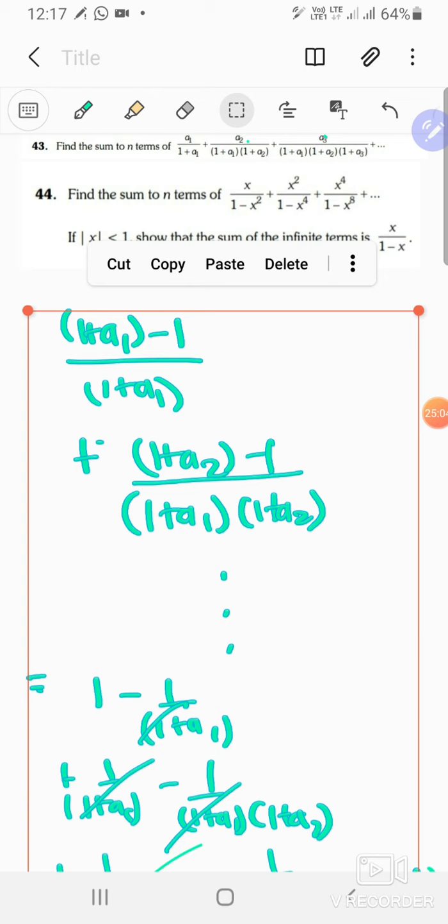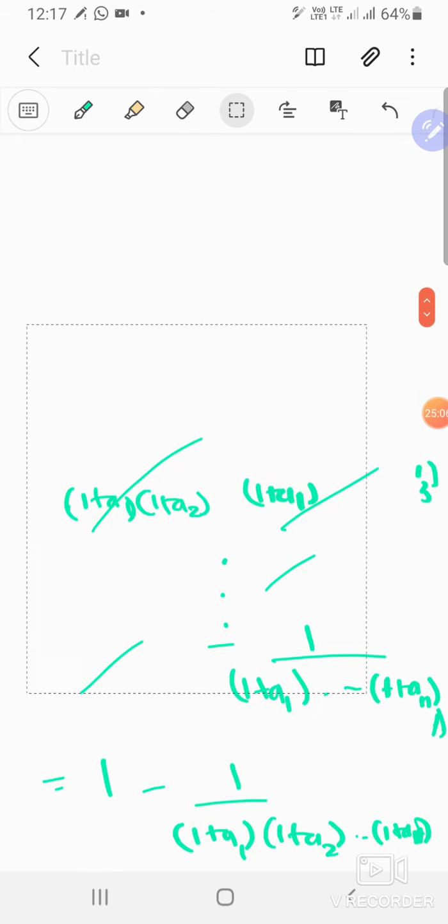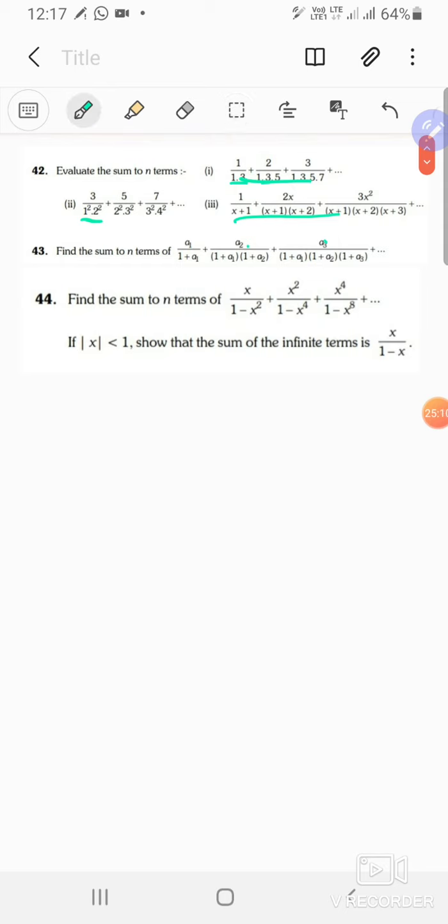So find the sum to n terms of, let's just first erase this thing. Okay, so find the sum to n terms of x upon 1 minus x squared plus x squared upon 1 minus x to the fourth plus x to the fourth upon 1 minus x to the eighth. Okay, so looks like the previous one, right? Oh yes, it is almost like a previous telescoping thing.